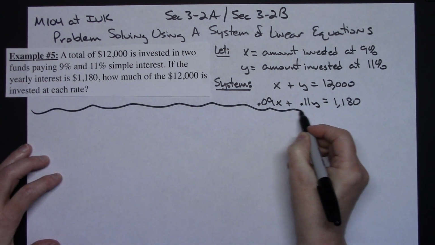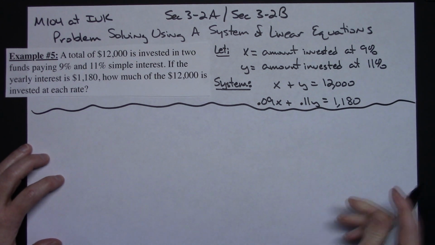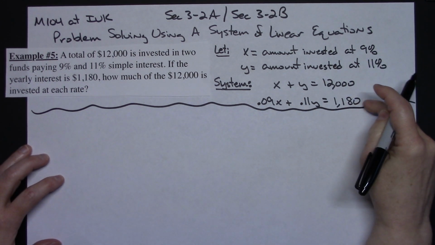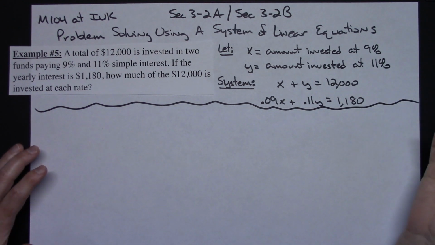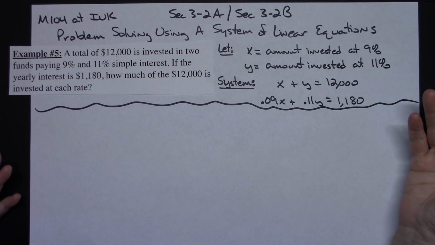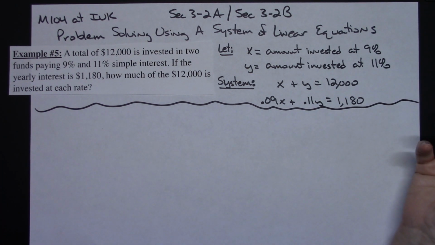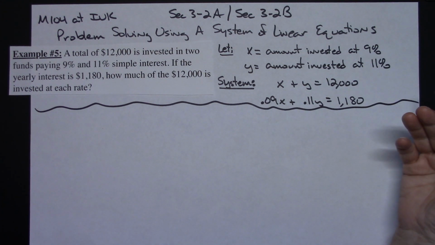The main part on these story problems is being able to define the variables and write the system. Once you write the system, then basically all you're doing is solving a system of linear equations. Again, you could probably use any method you want as far as elimination or substitution.